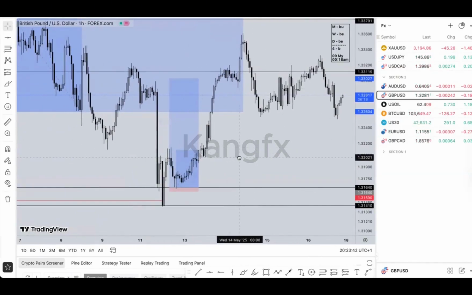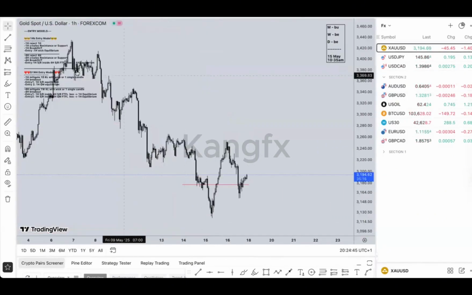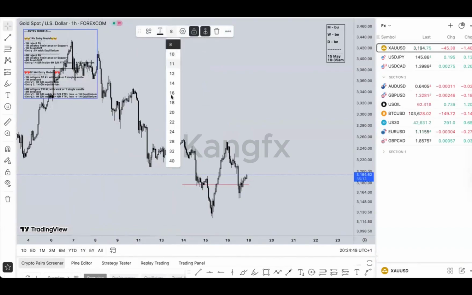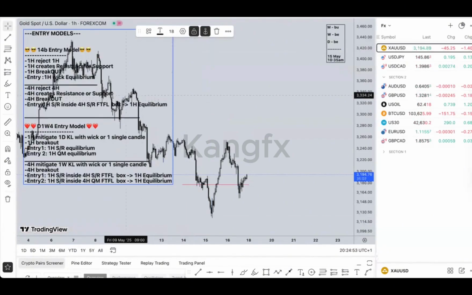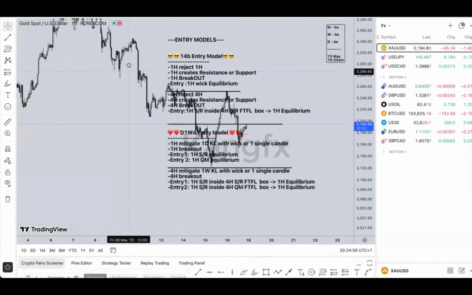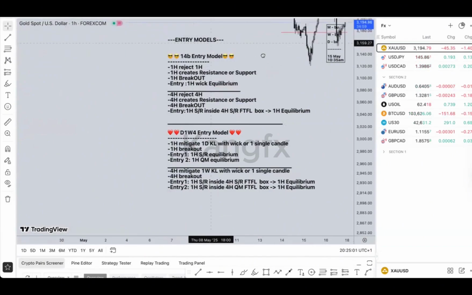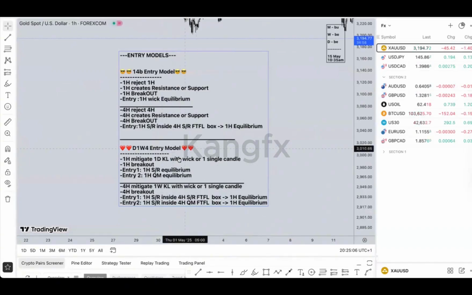And I'll repeat again finally, because you see your setup doesn't mean the market is going to come back to your entry. So finally, this is the entry model here. That's the entry model. And in the entry models, you can see I made it very simple. D1W4 entry model: 1 hour mitigates 1 day key level with a weak or one single candle. 1 hour breakout. Entry on 1 hour support or resistance QM.